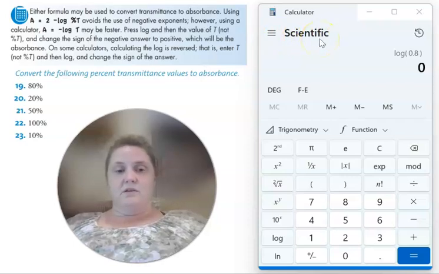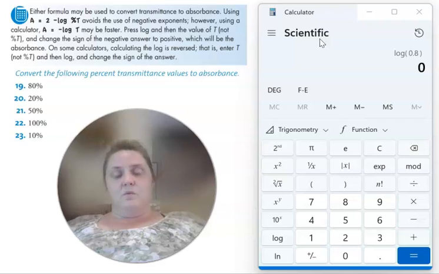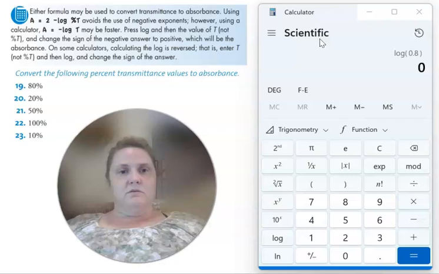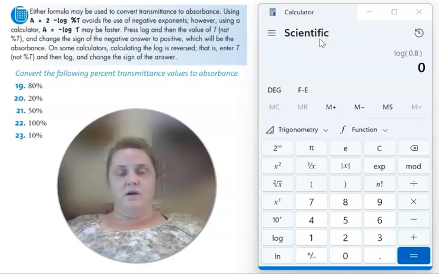Now, when you're taking your exams online, you will not be able to use the calculator on your cell phone, so bear that in mind. So you might want to invest in a simple calculator with a log key if you don't already have that. So let's go ahead and work through some of these problems. We will be solving for absorbance. It's one of those formulas that we learned in our lecture. So it's going to be A equals negative log T. That's what we're going to be working with today.